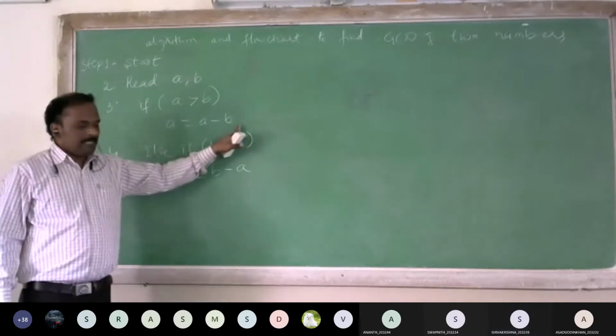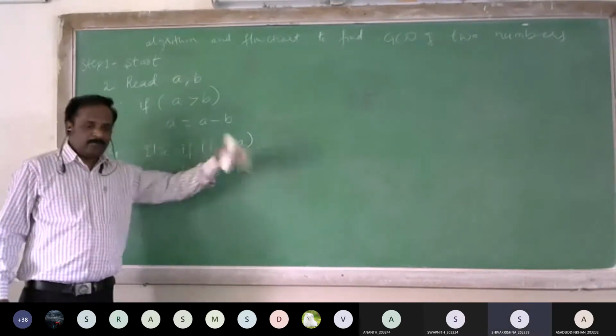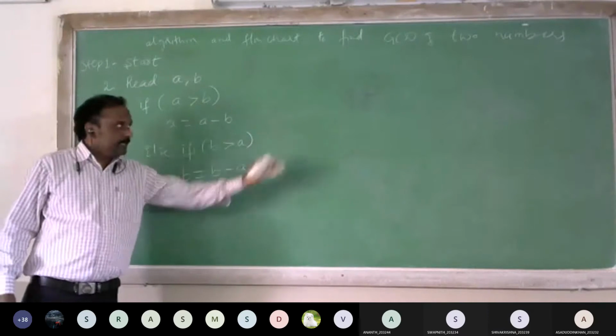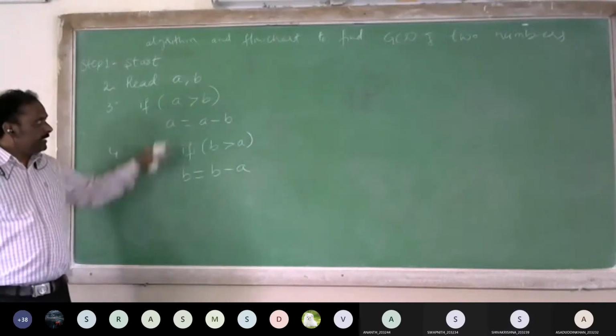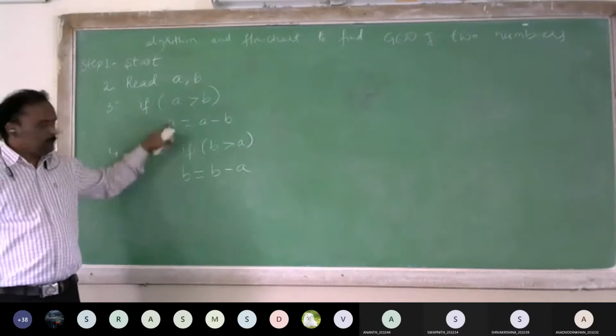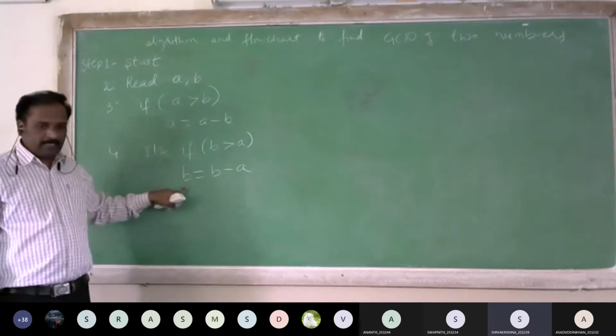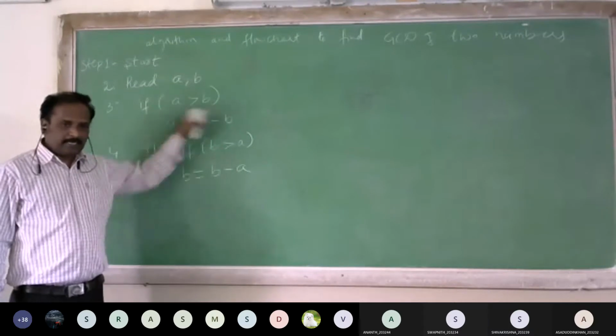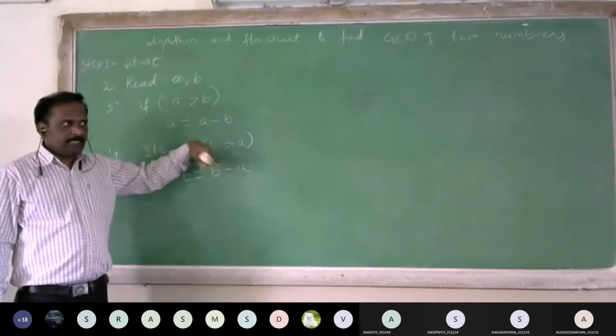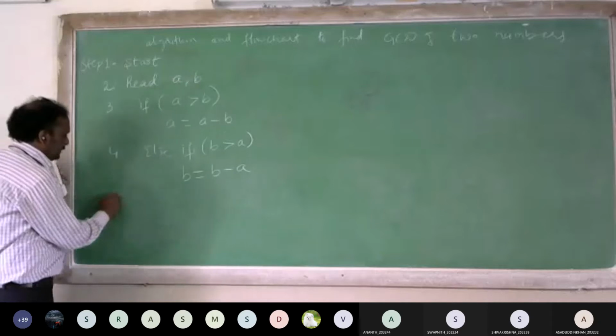So we will do A is equal to A minus B or B is equal to B minus A continuously. At what time do we need to stop? We need to stop when A is equal to B. If A is not equal to B, then we need to continually subtract the smaller number from the bigger number. Now I will check the condition.